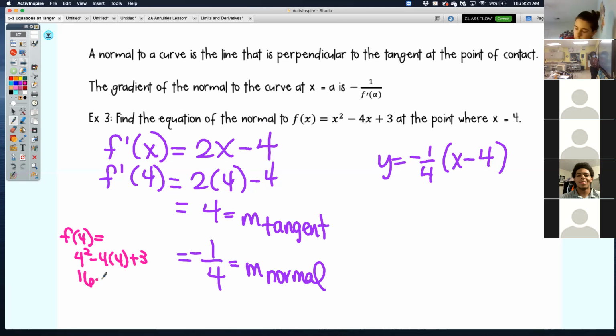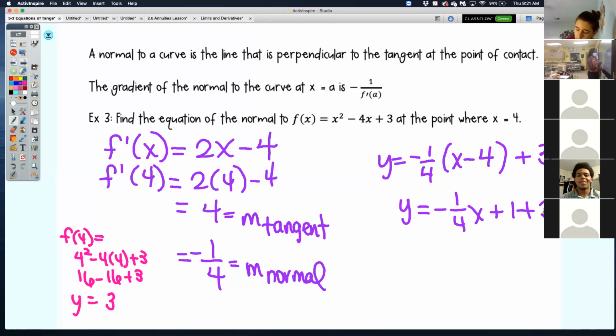So it's 4 squared, 4 times 4 is 16, plus 3. The y coordinate is 3. So then over here, I'm going to have a plus 3. I am going to distribute. What's -1/4 times -4? 1. So then you combine your like terms. And there is the equation of your normal line.